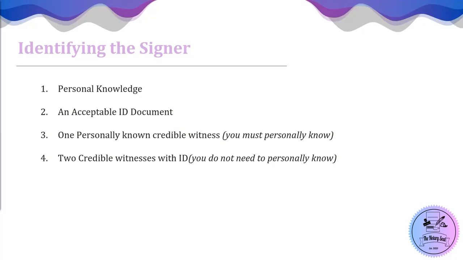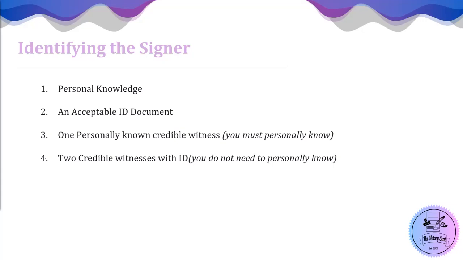And actually, let me just backtrack on one statement. In the third option, if you personally know a credible witness, what you would do is write down that person's name as personally known, and put a note there that they vouch that they personally know the other individual. I did say you needed an ID, but you would not need an ID in that case because you personally know the individual.